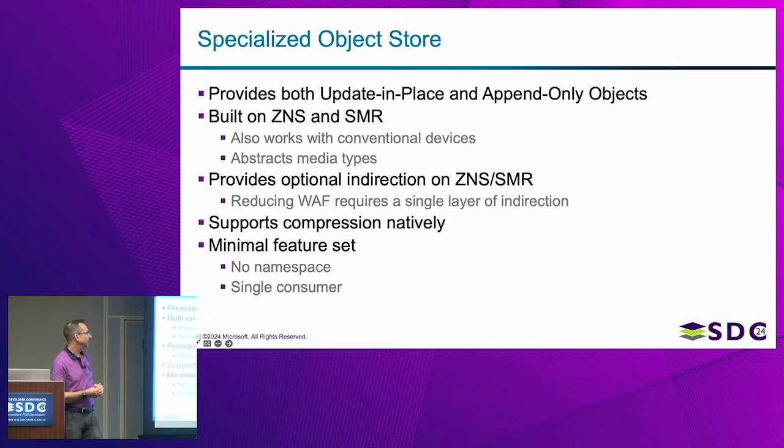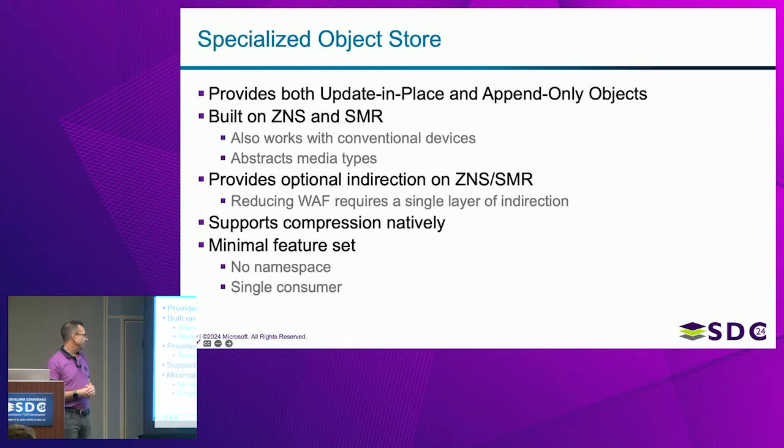Optional indirection. That was basically the key feature that allows the top one. When you need indirection, you turn it on and you say, this object, I want indirection. I want to be able to update this thing in place, and you do all of the heavy work for me. If you don't need that, you say, I have my own indirection above me, give me an append-only stream that I'm going to write to and don't do anything, and it'll allow for that.